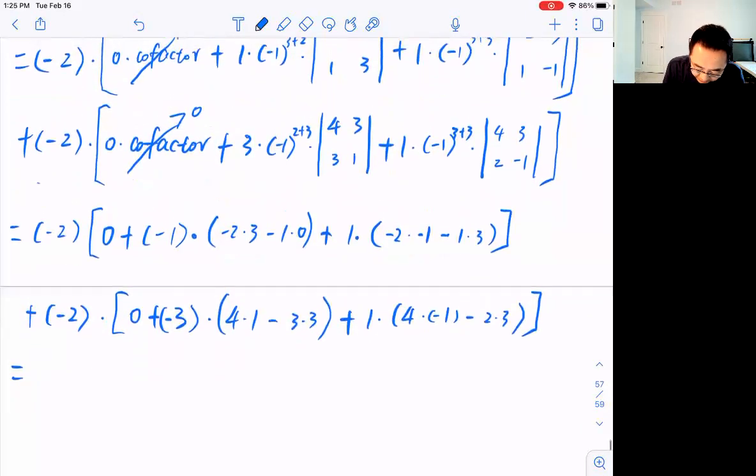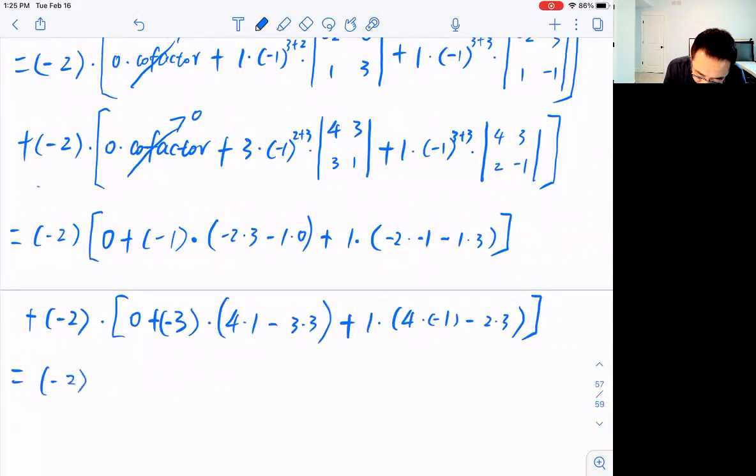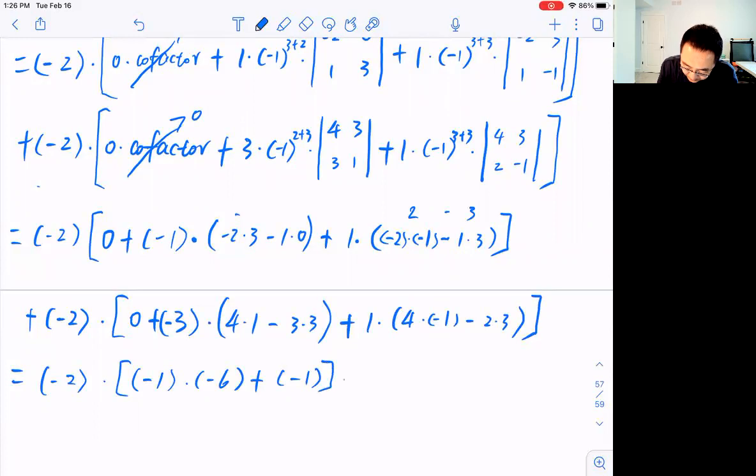Now let's simplify it even more. You have -2 times, now it is -1 times, so this is -6, and this is just 0, so you have -6 times -1 plus 1 times -2 times -1 right here is +2, +2 minus 3, that's what it is, and you have -1. That's again this whole line right here.